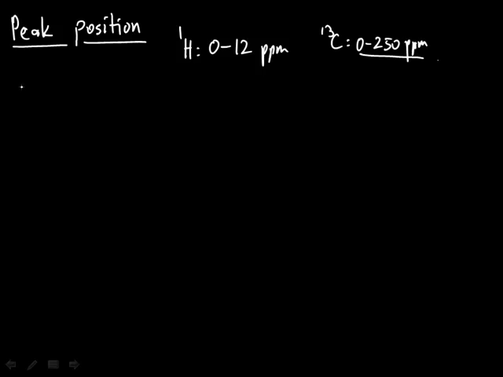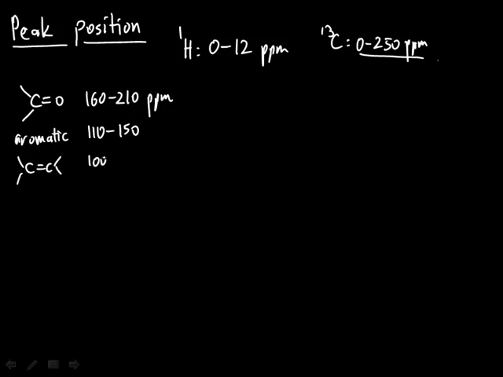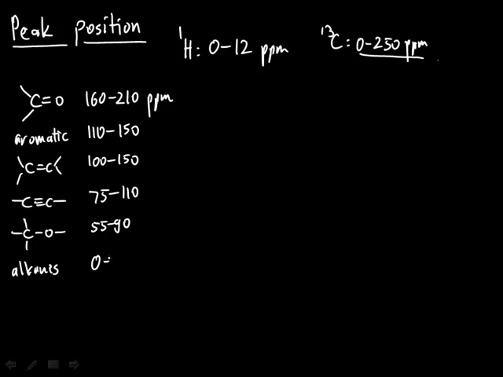Let's look at some of the ranges for the different types of compounds. Again, this will be given to you as a table on your exams, but this is general guidance. Carbonyls are typically the ones that absorb at the highest ppm values, followed by aromatics, alkenes, alkynes, which are lower, carbons attached to heteroatom groups like ethers or alcohols, and finally alkanes, which are at the lowest ppm values.